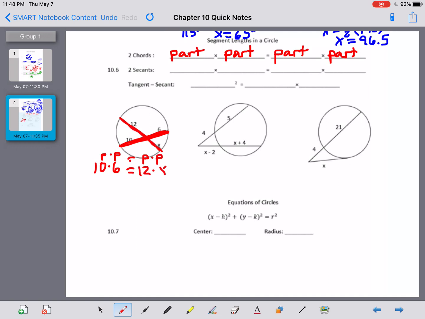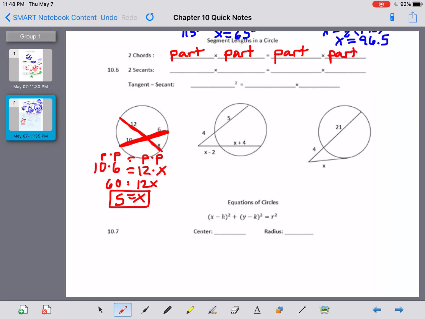10 times 6 is 60. 12 times x is 12x. Divide by 12, and x equals 5. Okay. Sometimes it's not that easy. If there's binomials, you might need to do a little foiling, okay? But sometimes the math is that easy.